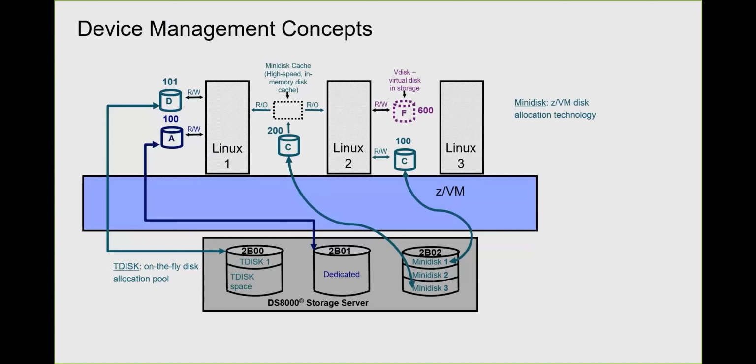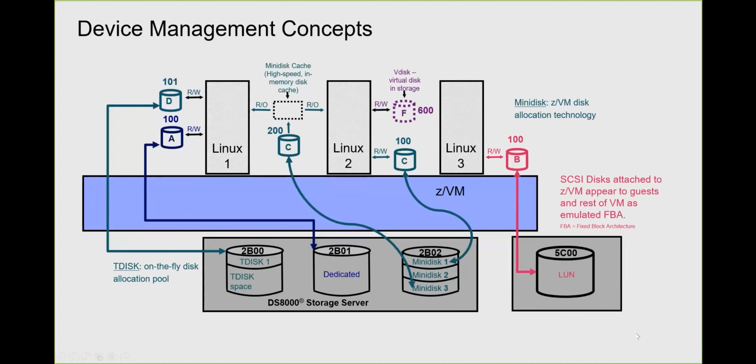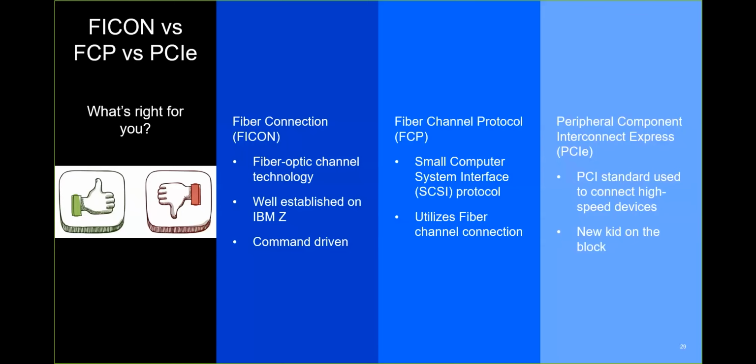Now, when we talk about emulated disks in z/VM, we'll use the example of SCSI. SCSI appears to z/VM as a fixed block architecture, even though in practicality it's not. So this is the idea of emulation. To this point with I/O, we've covered the devices themselves, but that's only half the equation. We also need the means of connecting these devices to the CEC.